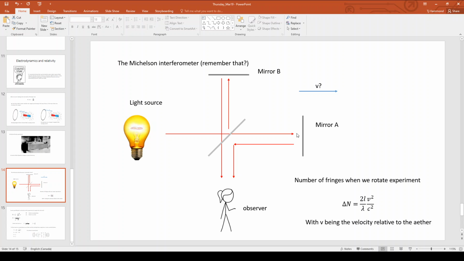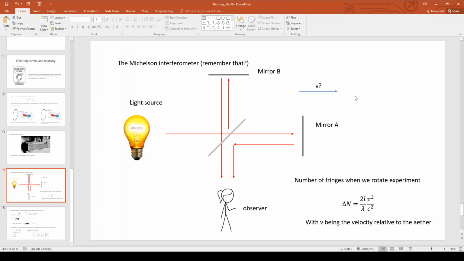But it turns out that people started to realize quickly that it mattered what you were doing relative to the velocity of the ether. And so what Michelson came up with was this very stable interferometer that he could rotate. And so the velocity of the Earth, as it orbits around the sun, is something like 3,000 meters per second or something like that.